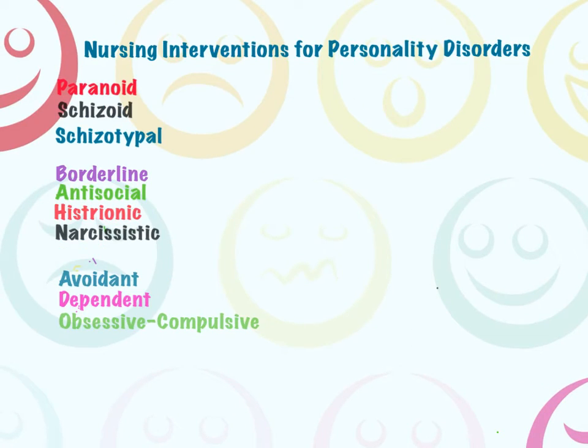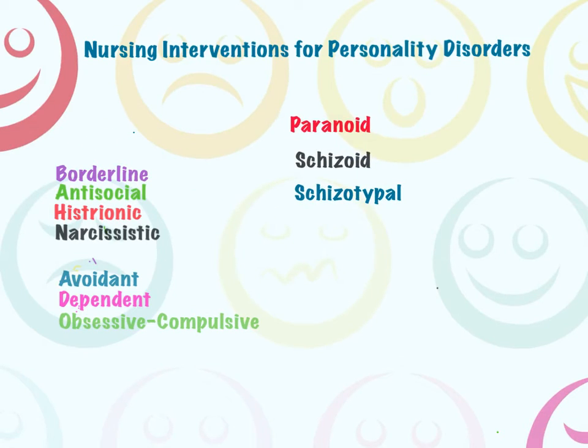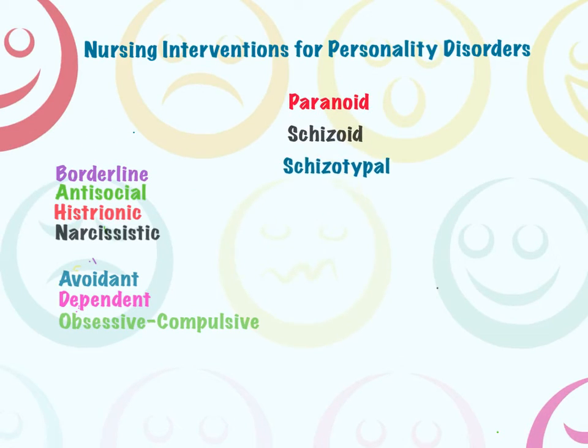So here's where we start to talk about nursing interventions for the various personality disorders. And they're going to depend a little bit on the cluster and a little bit on the individual type. When we have paranoid, schizoid, and schizotypal individuals, these are our weird diagnoses. We want to be very matter of fact, and we want to build trust slowly with these folks, particularly your paranoid personality disorders.